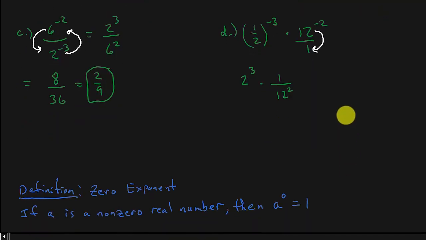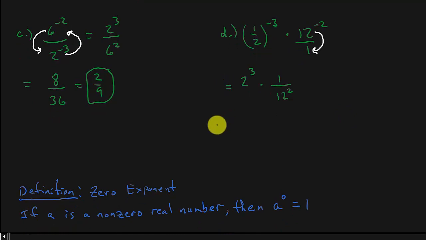And so now I've got what? 8 times 1 over 144. And then I multiply. I can look at that as being 8 over 1. And so that's going to give me 8 over 144. And then if I reduce that fraction, that is going to give me 1 over 18.